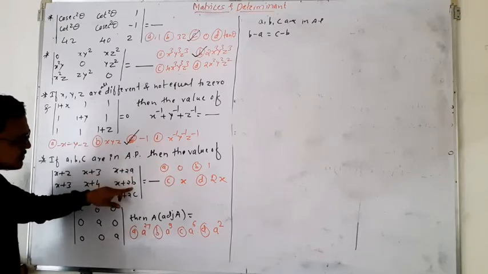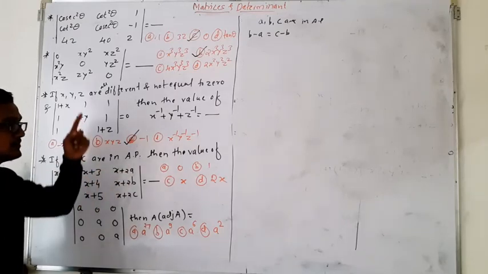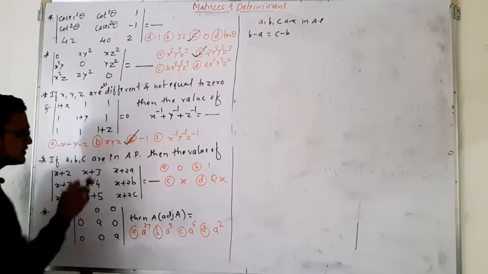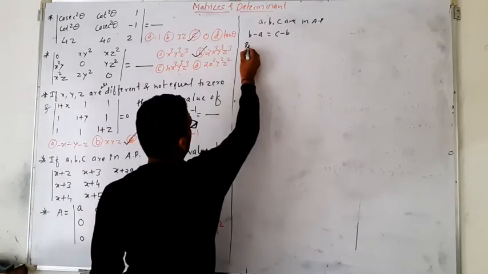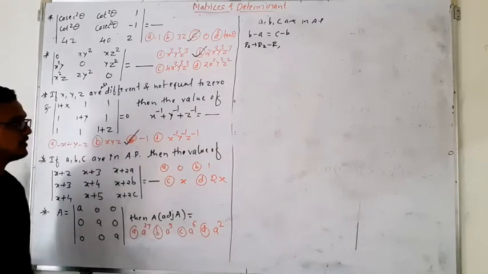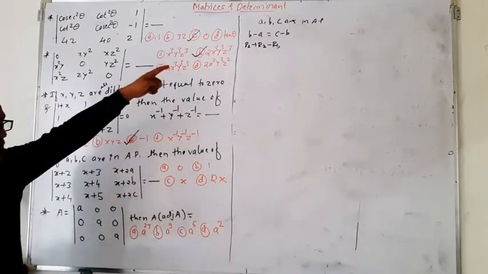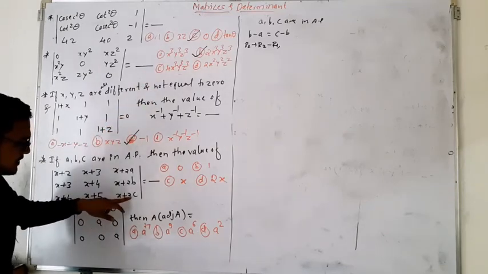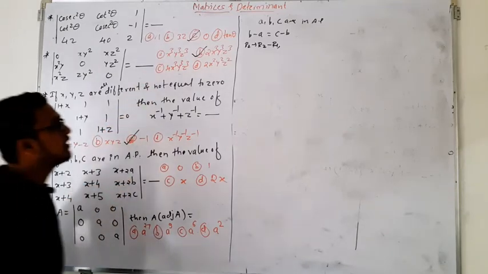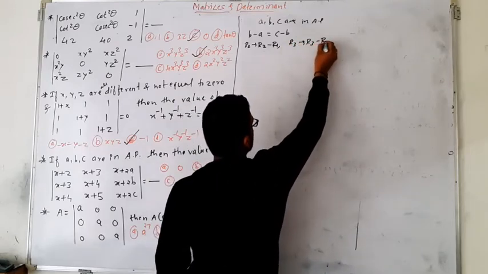If I do the subtraction of this, then only we are able to form the term B minus A. So what is the first operation you have to apply here? R2 changes to R2 minus R1. This is your first operation. Now to form the C minus B term, which operation? R3 minus R2. So R3 changes to R3 minus R2.